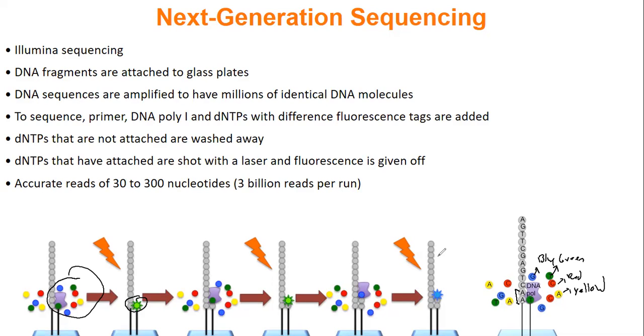For this Illumina sequencing, you're looking at a range of 30 to 300 nucleotides at a time. So very short DNA sequences, but you can do many reactions at the same time. So you can do 3 billion reads per run. So you can do 3 billion nucleotide strands at one time.